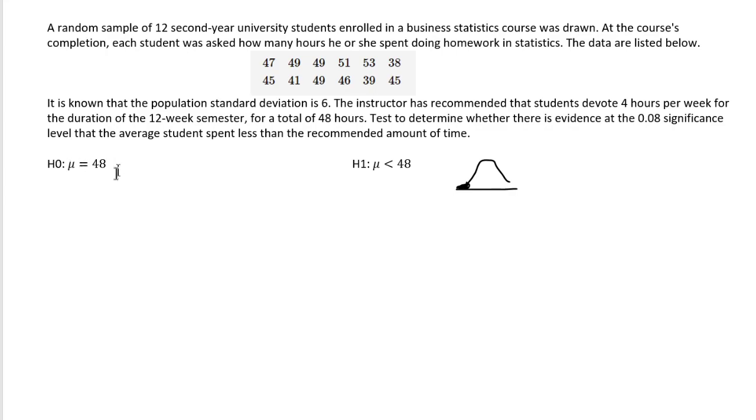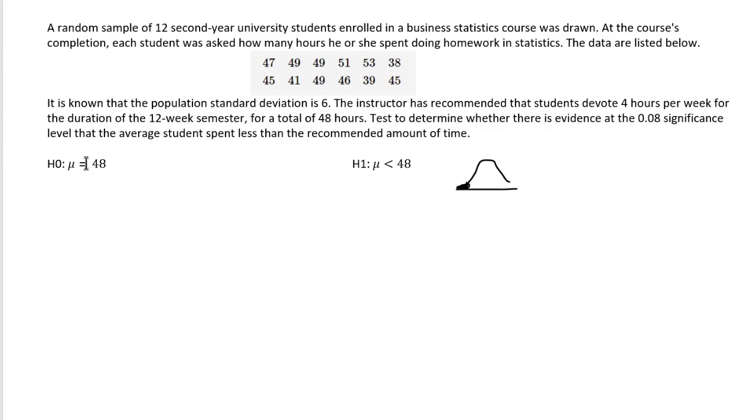And for the null hypothesis, you can just always say mu equals some value. The null value right here is 48, right? To show that it's not this, the default is that students are really spending the 48 hours. So this is the null hypothesis.